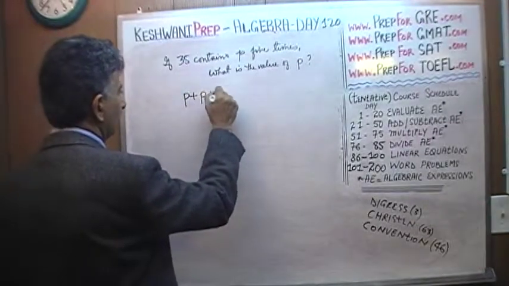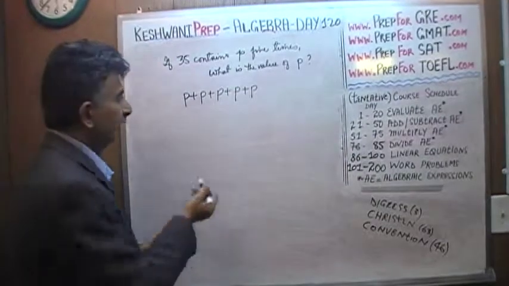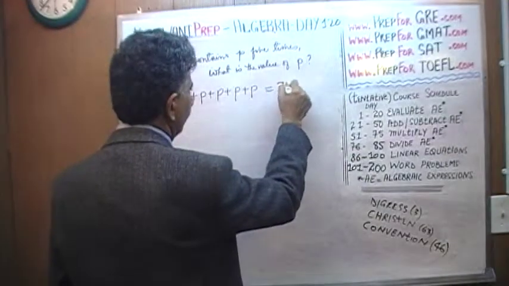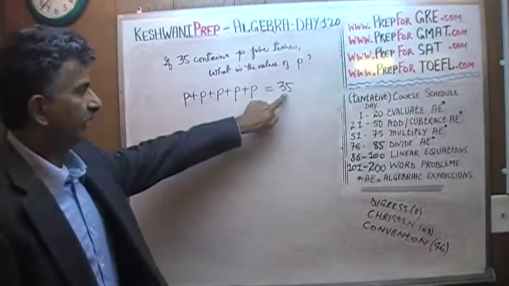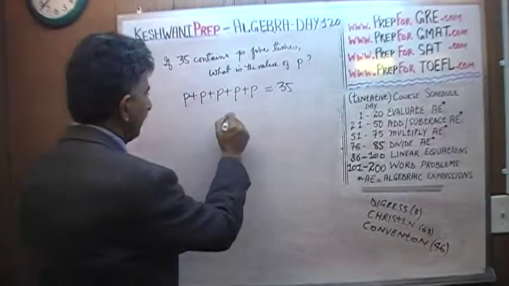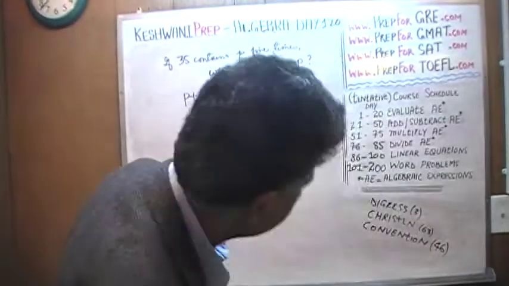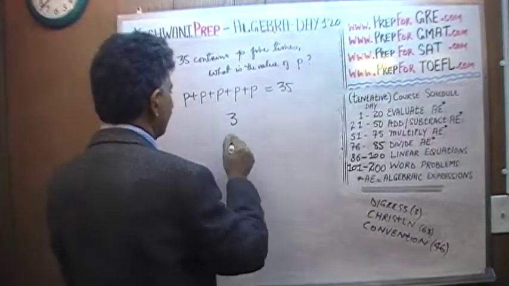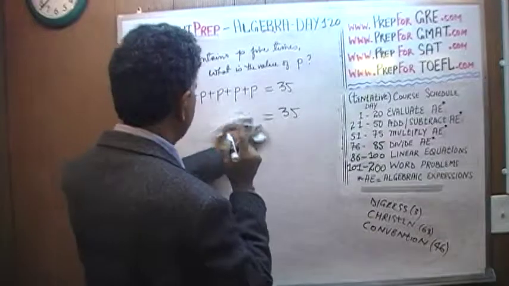1, 2, 3, 4 and 5. This 5P is what makes 35. We are told that 35 contains 5P, which is what we're showing here. 35 contains, which means it's equal to 5P. So let's put that here: 5P equals 35.